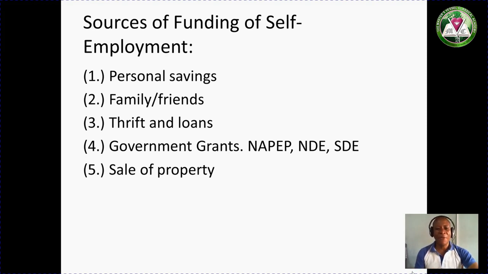Another avenue or source of money for funding our self-employment projects is thrift and loans. By thrift and loans, thrift simply means the art of using money judiciously or wisely so as not to waste it. Thrift simply means the art of using money wisely in order not to waste such money.